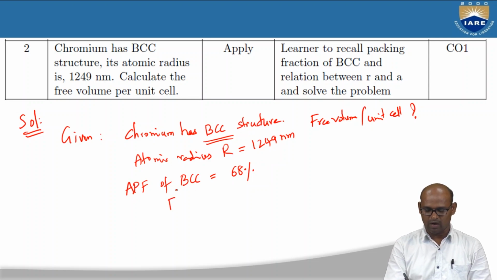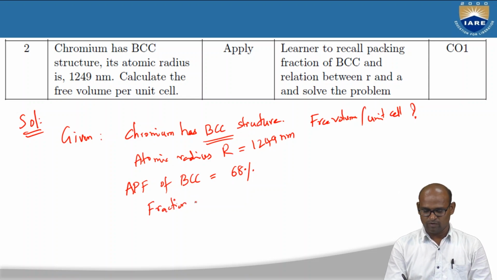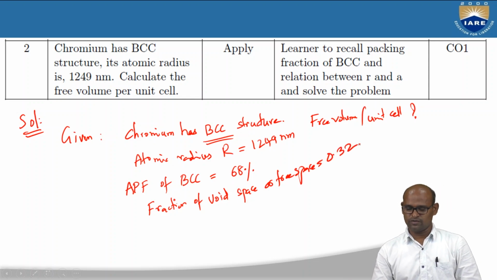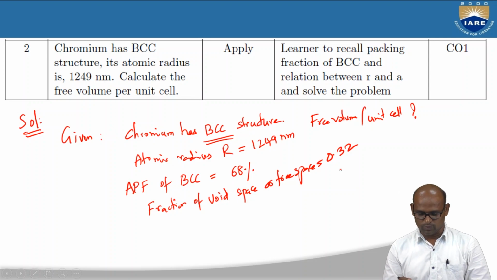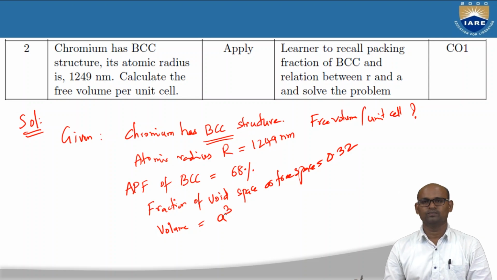So, this is occupied by atoms, and the unoccupied space or void space, the fraction of void space. I am writing fraction. They have asked us for free volume. So, the fraction of void space, also called free space, is 0.32. So, this much fraction is free in BCC. Okay. So, now we need to calculate the volume. For BCC, simple cubic lattice or face centered cubic lattice, the volume is a cubed. Okay. So, we need to calculate free volume.